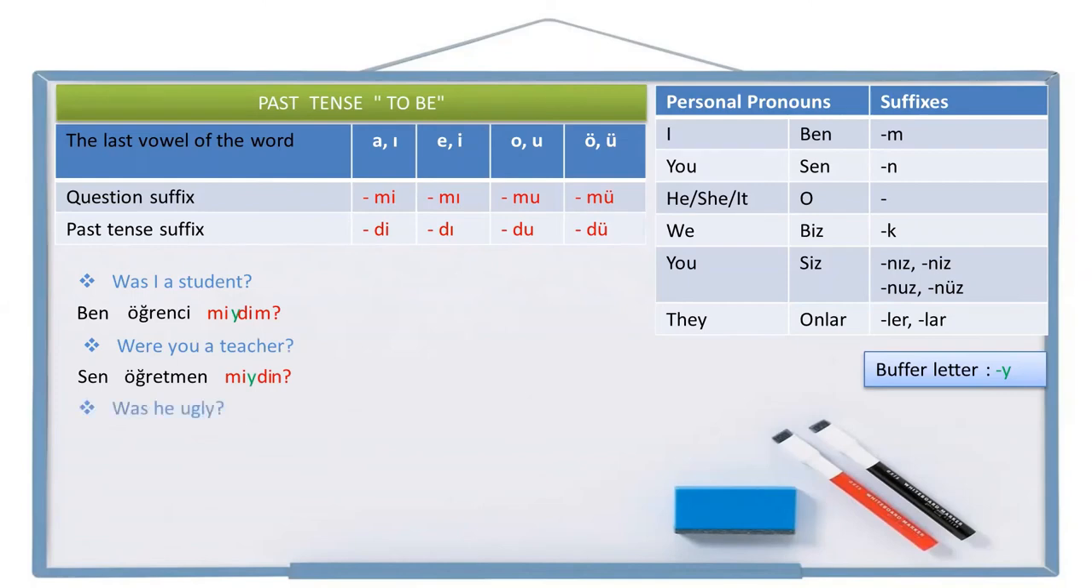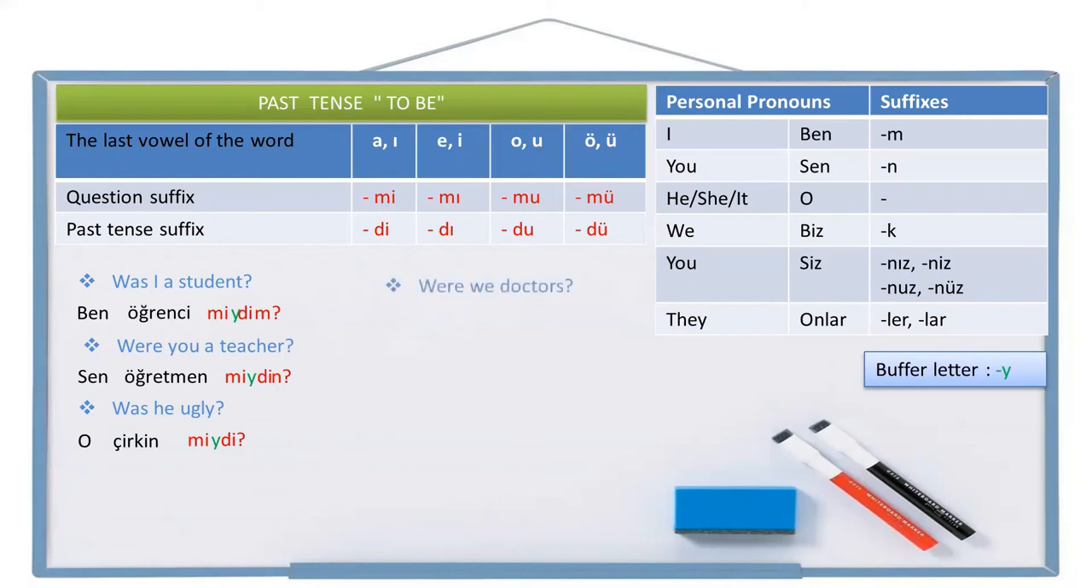Another example. Was he ugly? Let's write he first. O. Ugly, çirkin. Question suffix, mi. Past tense suffix, di, and the buffer letter between them. There is no person pronoun suffix for o, so the sentence is o çirkin miydi? Was he ugly?